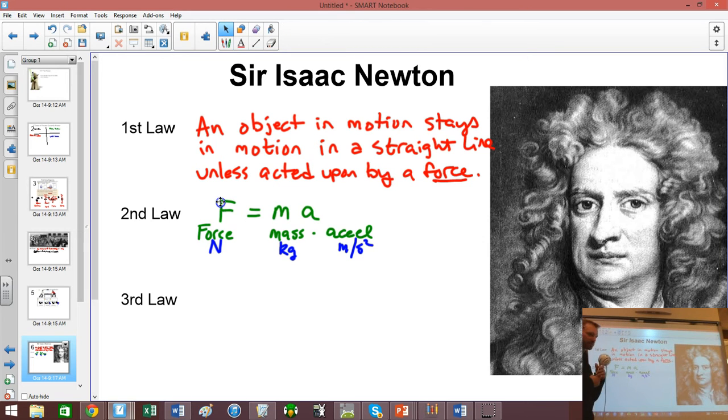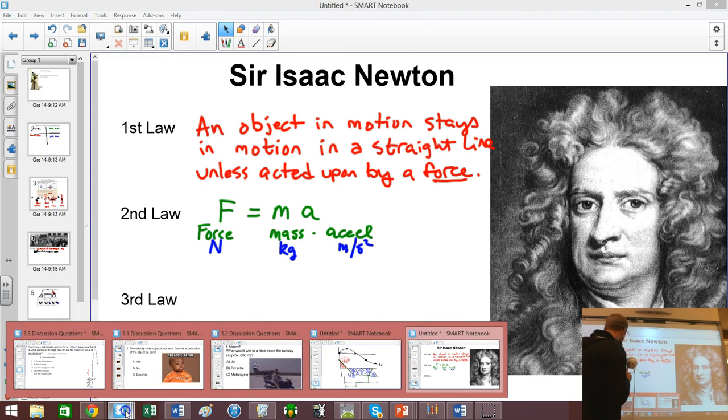Here's what it says in words. If you have a big force, that means you have a big acceleration. Your acceleration is directly proportional to your force. So a big force equals a big acceleration. A small force equals a small acceleration, if the mass stays the same. If we alter the mass, if we keep the same force but we've got something more massive, a larger mass, if your mass goes up, your acceleration goes down. They're inversely proportional. Let me show you an example of that.